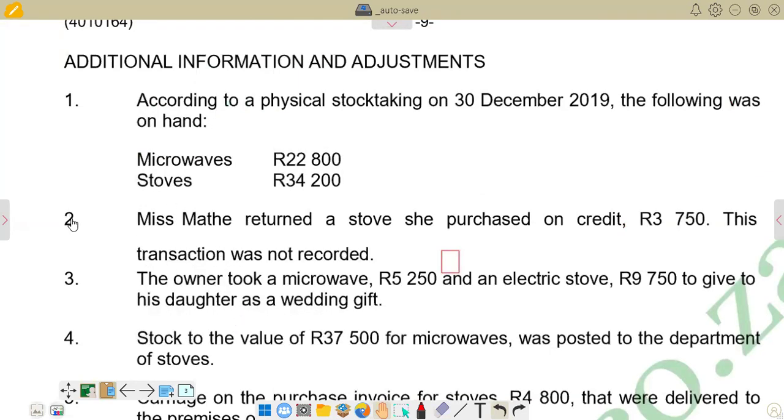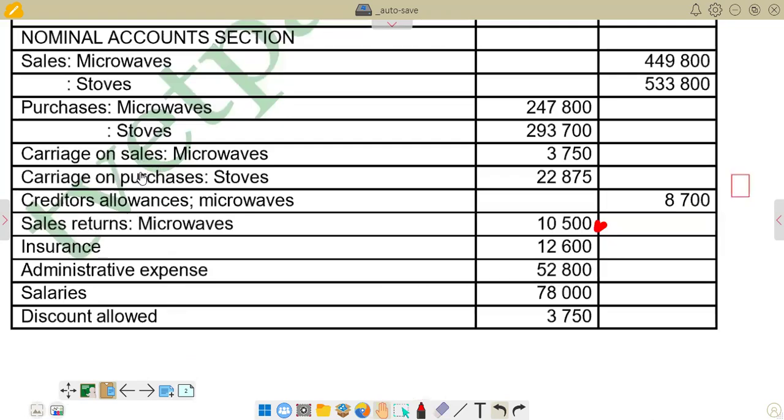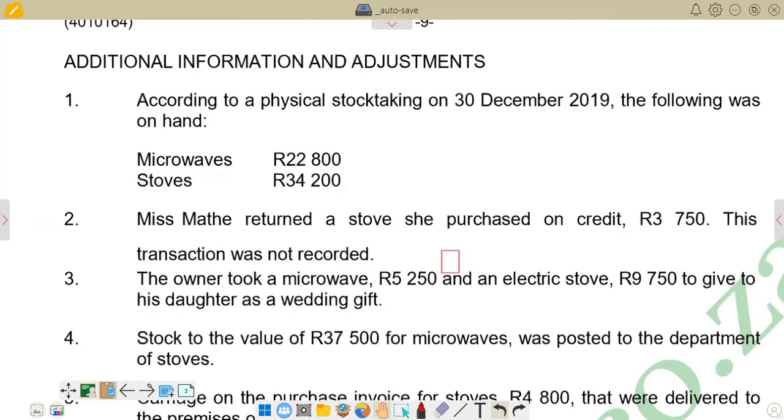If you come to item 2, Miss Mate returned the stove she purchased on credit, 3,750. This transaction was not recorded. So it means for stoves, we are also supposed to have a deduction for a return of 3,750. Basically, for our microwaves, we are going to subtract 10,500 from the sales figure. And then for our stoves, we subtract the 3,750 from the additional information from the sales figure, which is 510,800. So on the other section, we are just going to calculate it as such.